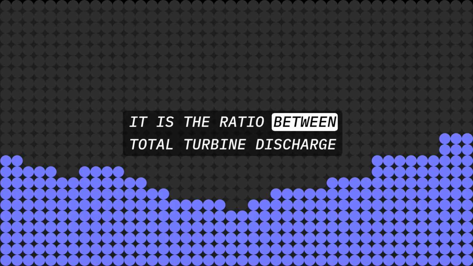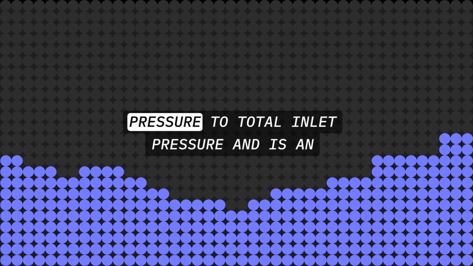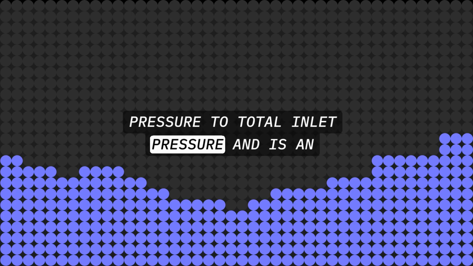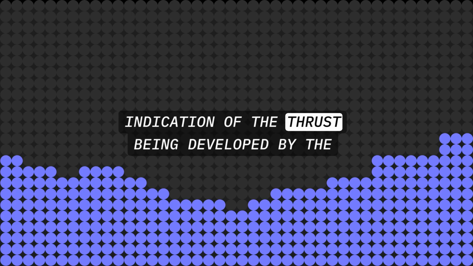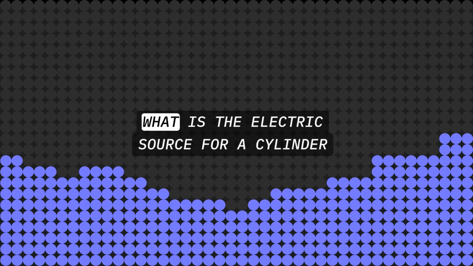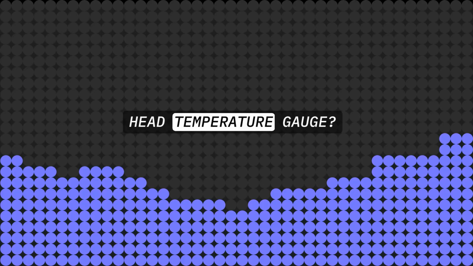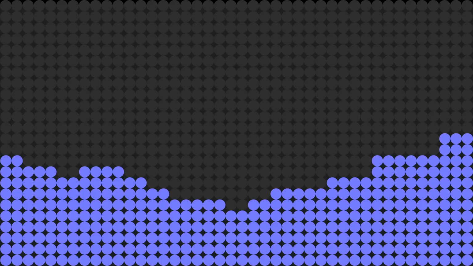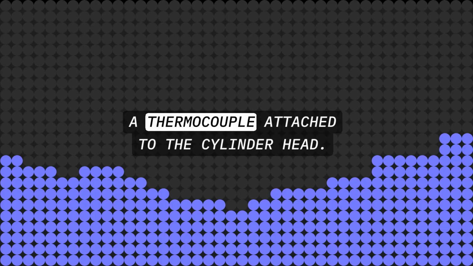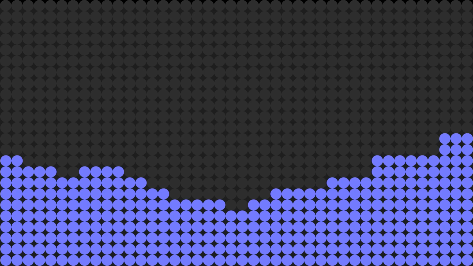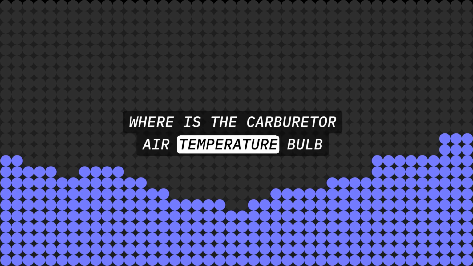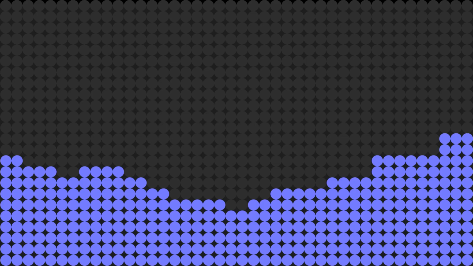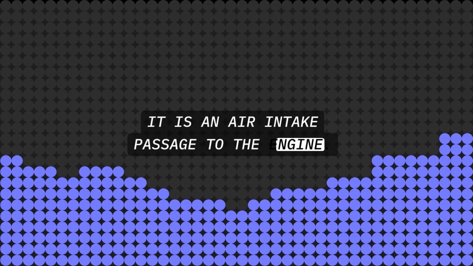It is the ratio between total turbine discharge pressure to total inlet pressure and is an indication of the thrust being developed by the engine. What is the electric source for a cylinder head temperature gauge? A thermocouple attached to the cylinder head. Where is a carburetor air temperature bulb located? It is in the air intake passage to the engine.